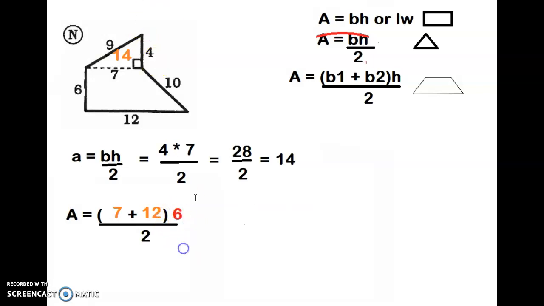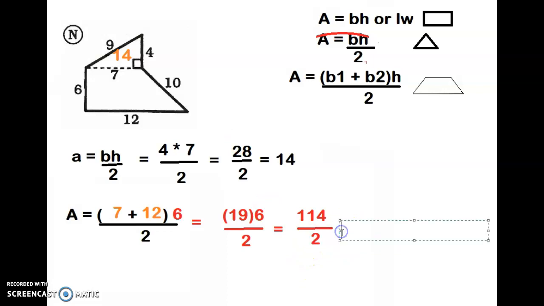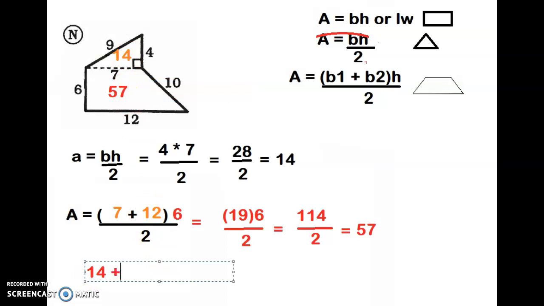So then this turns into 7 plus 12 is 19, times 6, divided by 2. If I do 19 times 6, I get 114. And I'm going to divide that by 2, which means I would get 57, right? I'm not quite done, because I need the area of this trapezoid and this triangle now, which are 14 plus 57. So I need to add those together. 14 plus 57, and I should get 71 units squared. So that's my answer for n.